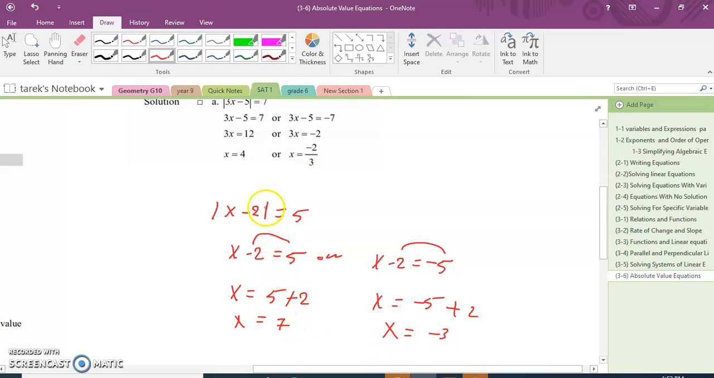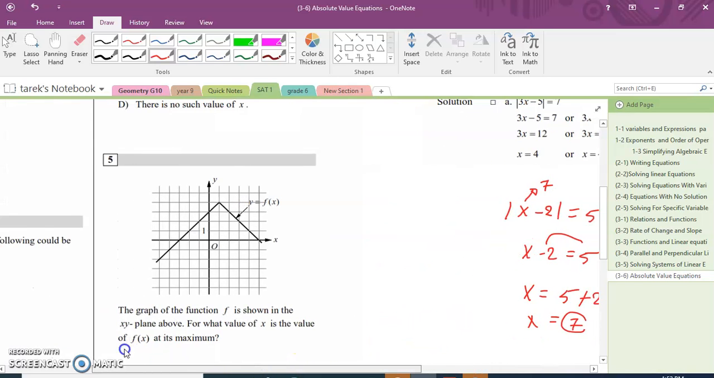That means if you put the x here, 7, it will be 7 minus 2, which is 5. The absolute value of 5 equals 5, yes. If you replace the x by negative 3, negative 3 minus 2 equals negative 5. Absolute value of negative 5 equals 5. So both numbers satisfy the equation. This is the way to solve the absolute value equation.